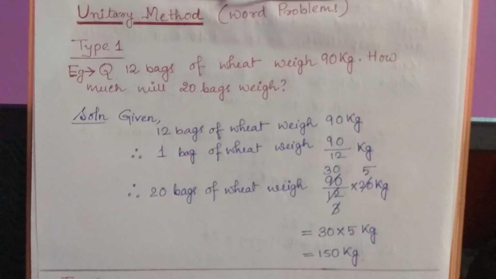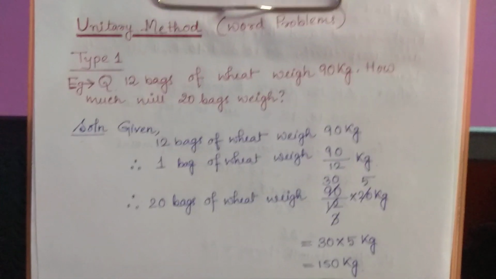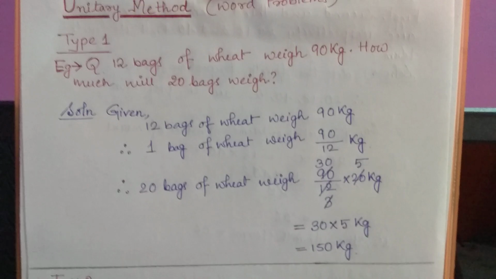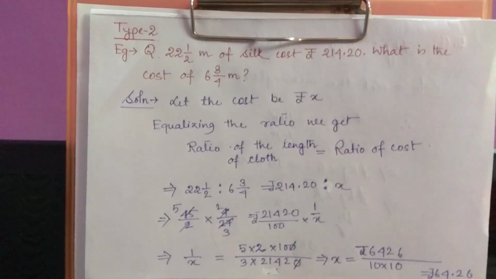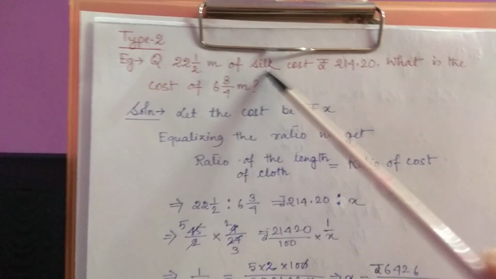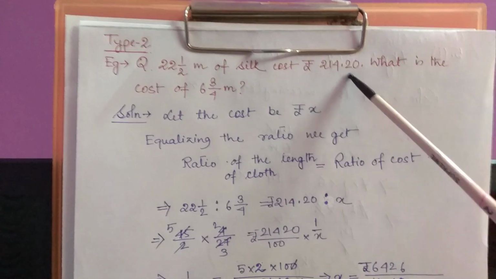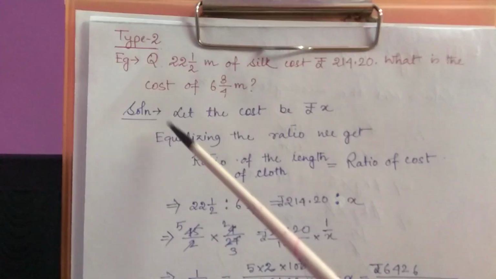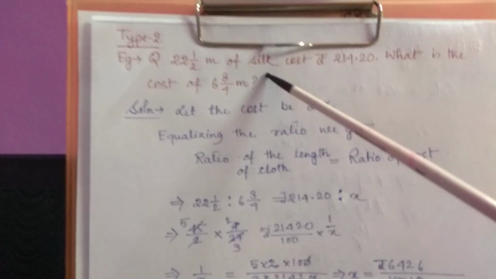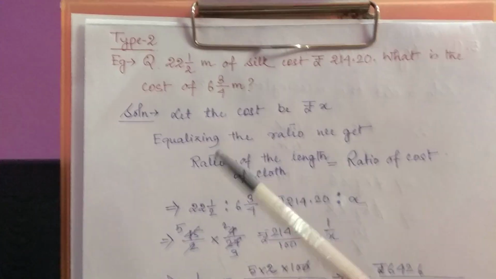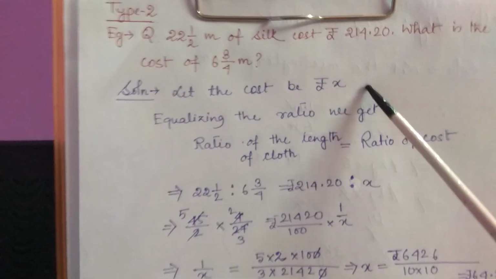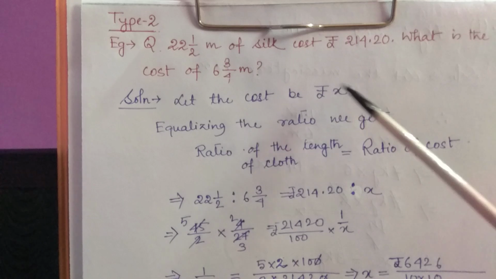Now we will go to the next type, which is called equalizing the ratio. So now let's have a look at it. Type 2. Let's see what the question was. 22 1/2 meter of silk costs rupees 214.20. What is the cost of 6 3/4 meter? So we need to find the cost of 6 3/4 meter of cloth. So for equalizing we have to consider: let the cost be x. So the cost for 6 3/4 we have considered as x.